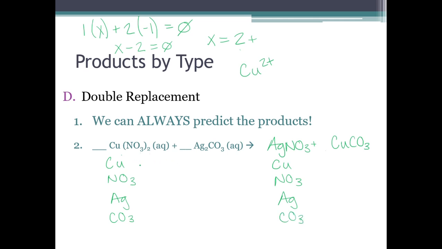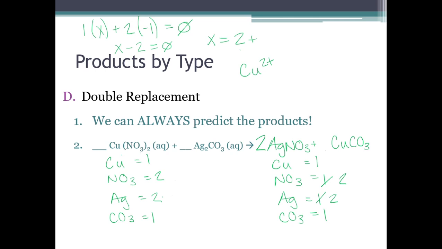So on our reactant side, that's 1 copper, 2 nitrates, 2 silvers, and 1 carbonate. On our product side, we have 1 copper, 1 nitrate, 1 silver, and 1 carbonate. So copper and carbonate are all good. The only issues are silver and nitrate. And if we put a 2 here on our product side, that'll give us 2 silvers and 2 nitrates, which is what we have on our reactant side. So that's all we needed to do to balance. We have 1 mole of copper 2 nitrate reacting with 1 mole of silver carbonate to produce 2 moles of silver nitrate and 1 mole of copper 2 carbonate in a double replacement reaction.